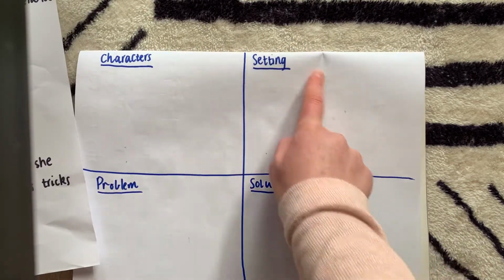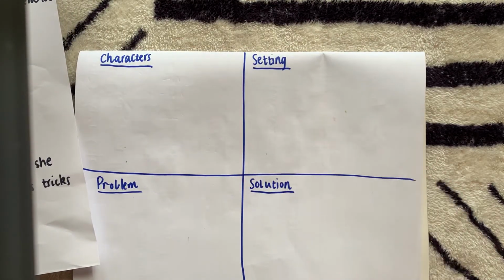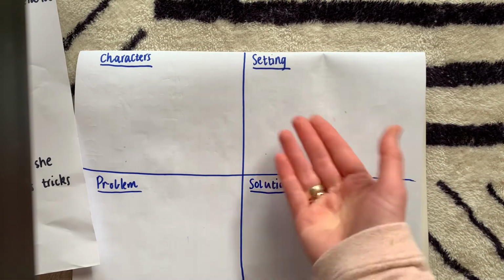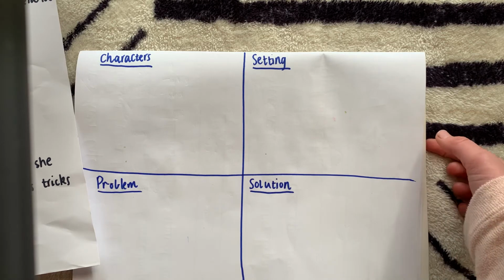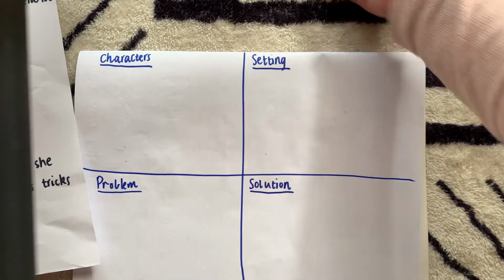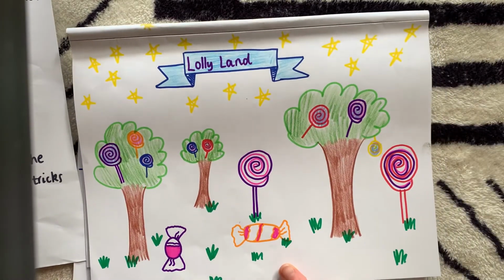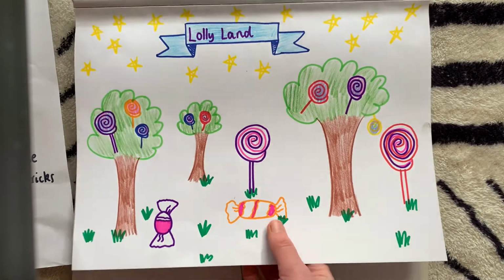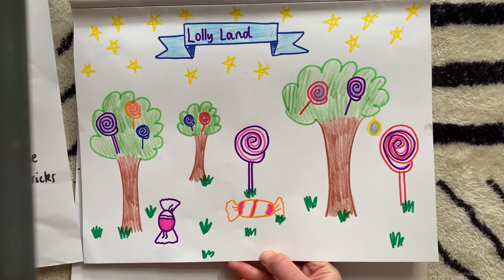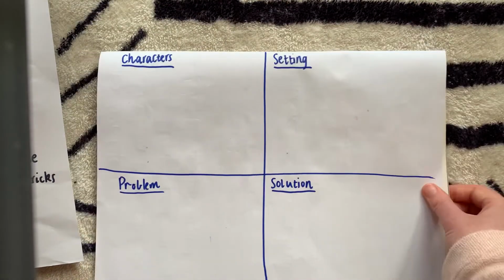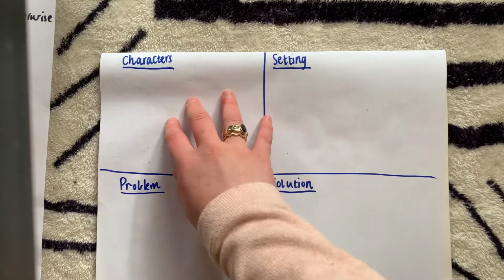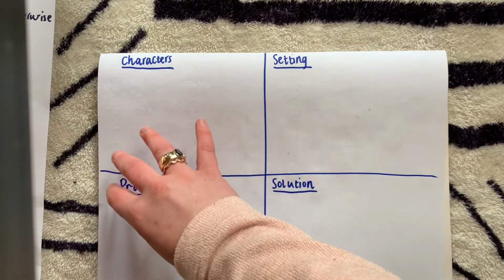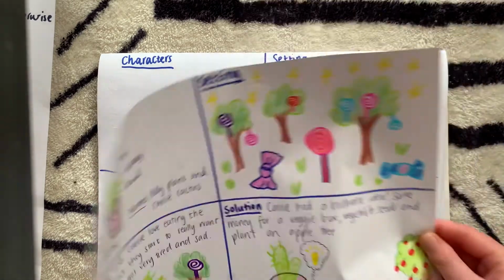Your setting. Now, this is where the story is going to take place. So it could be a haunted house, or it could be at the beach. It could be in your house. It could be in a made-up world. So I actually made up something called Lollyland, and I am going to keep that one as my setting for today because I really like Lollyland, and I think it's a great setting for my story.